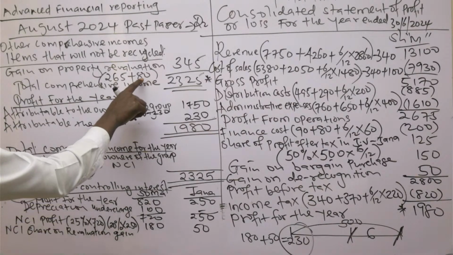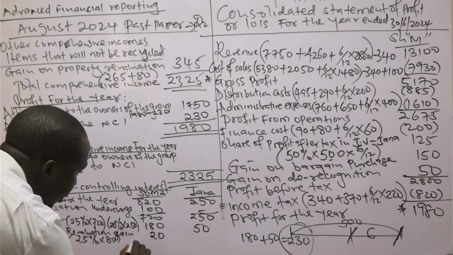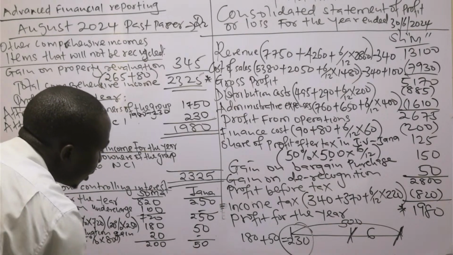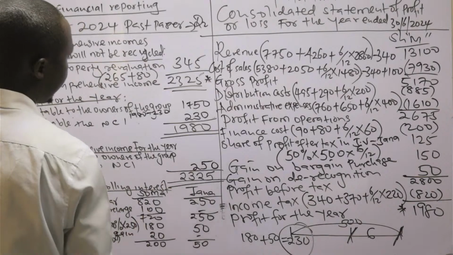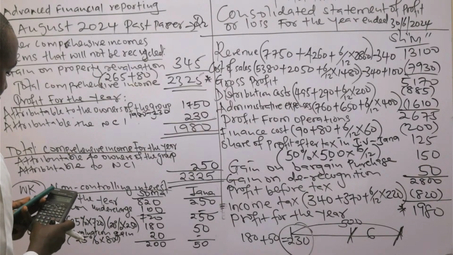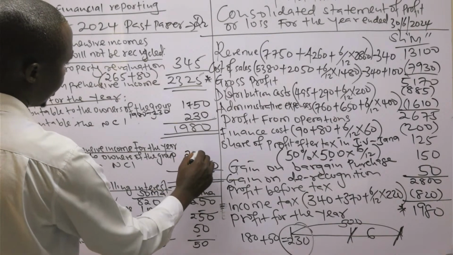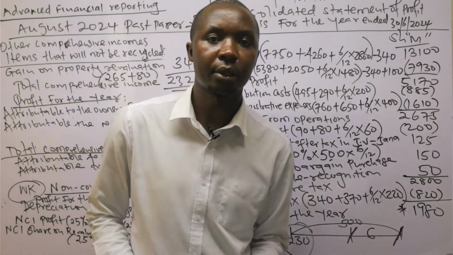The NCI share on the revaluation gain of 80 will be 25%, because it's under Soma. So 0.25 times 80 is 20. If I add it to 180, I will have 200. Here it remains 50. So 200 plus 50 is 250 for this one. So to the owners of the group, it will be 2325 minus 250, which is 2075. And that is how you are supposed to do this question, students.